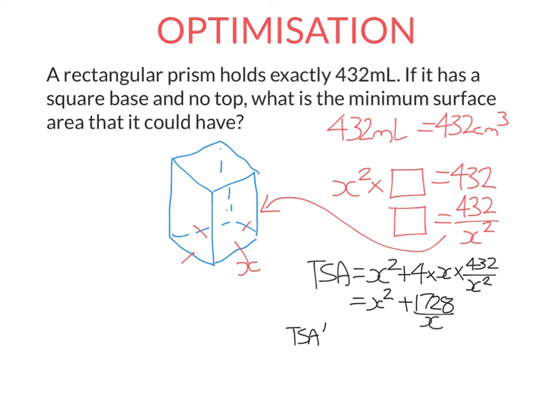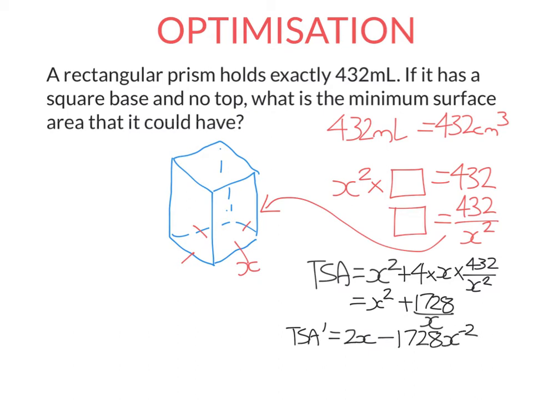So the derivative of this: the derivative of x squared is 2x. And then we're going to differentiate this. So this is 1728x to the power of minus 1. So then we move the minus 1, the power, to the front, and we decrease the power by 1.